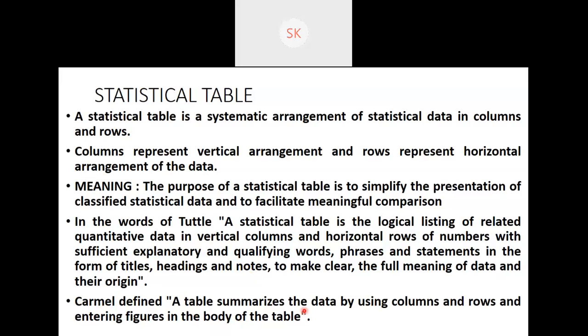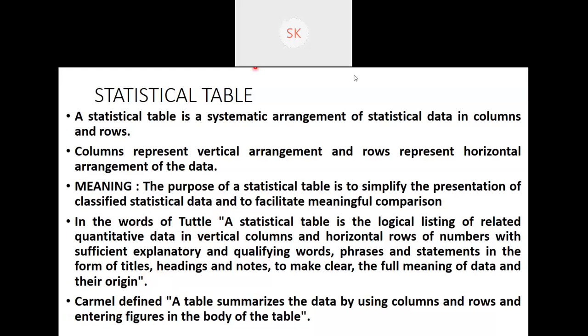A table summarizes the data by using columns and rows and entering figures in the body of the table. As simple as that. It's just a table which we always draw, which has rows and columns, and where we enter the data into the table. So that is a simple definition. The words of Tuttle, he has explained what all should be in the table. Carmel has explained it very easily.